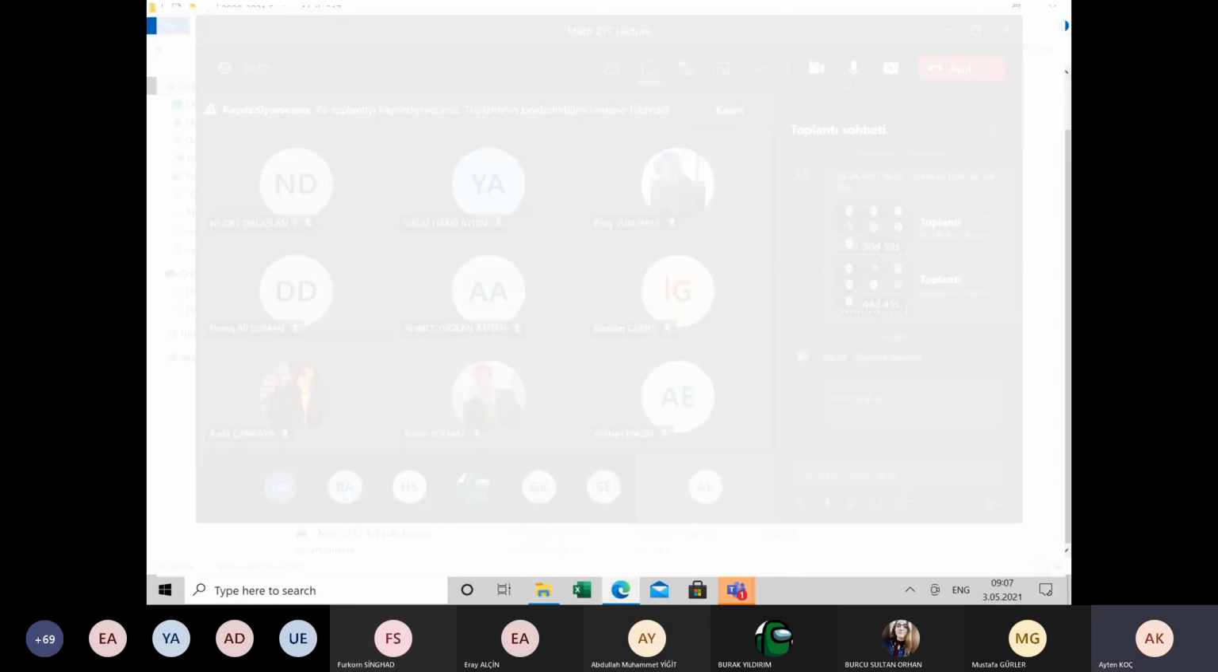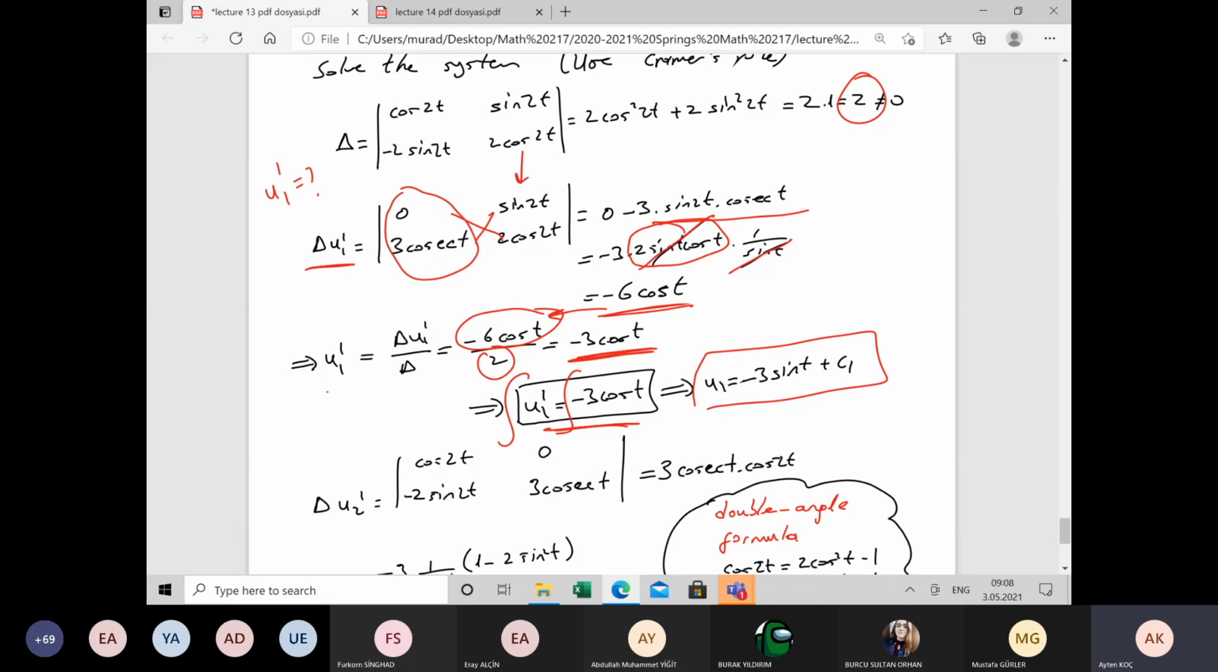So how to get the u1? Integrating both sides, we obtain this one, u1. The integral of minus 3 cosine t is equal to minus 3 sine t plus c1. It's okay. So, and let's find now u2 prime.